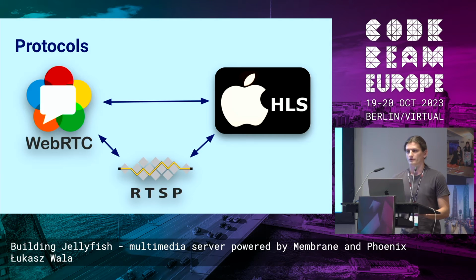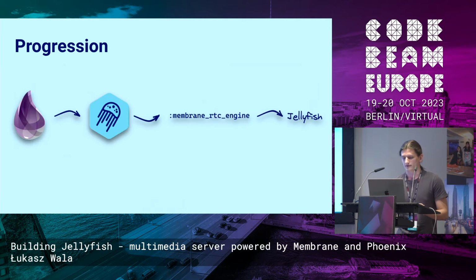And I'm going to show you the examples, the scenarios. But before that, I wanted to tell you about the journey that we took to get to the Jellyfish. So obviously we have the Elixir and Membrane. Membrane is a framework for Elixir for creating multimedia pipelines. And we needed to create real-time communication solutions with the WebRTC that I mentioned before. So we've made the Elixir library, which is called Membrane RTC Engine.